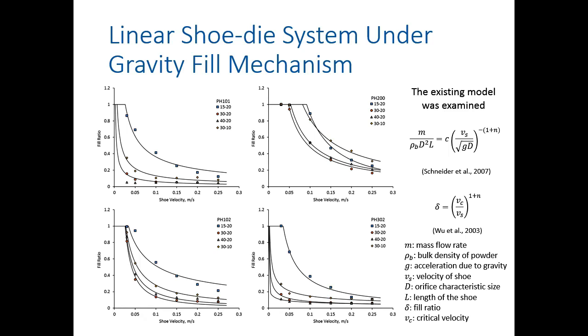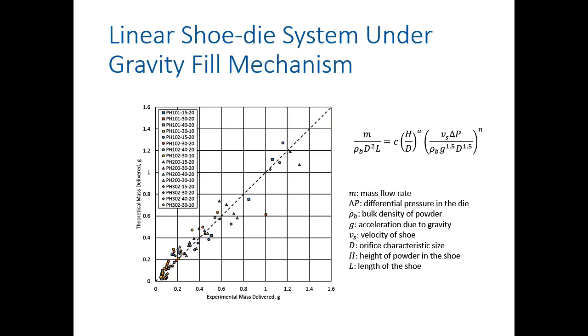So we decided to modify the model by including the effect of powder height in the shoe and also the differential pressure developed in the die during the experiment. And by inclusion of those two parameters, we observe that the model predicts the experimental masses delivered into a die quite well. We still have 3 exponents within this model. However, these become constant values for every material. So once they are calibrated for a material, they can be used for the different values of powder height in the shoe or shoe velocity.